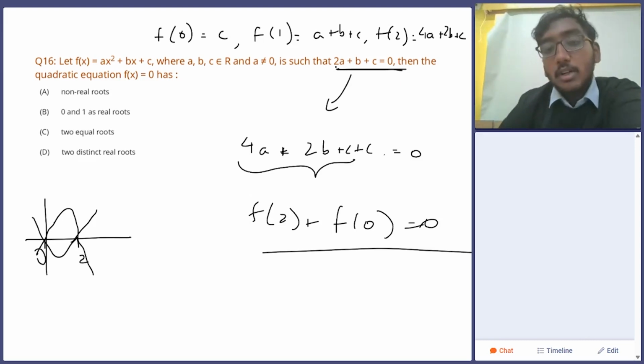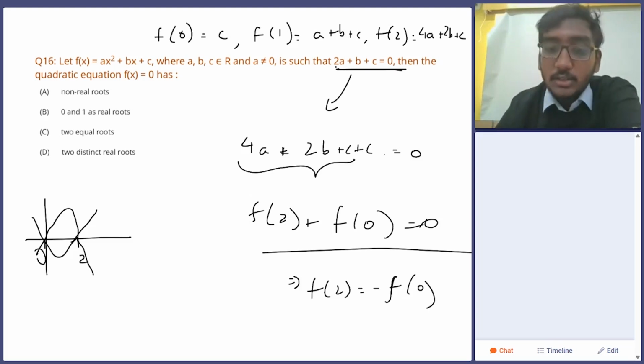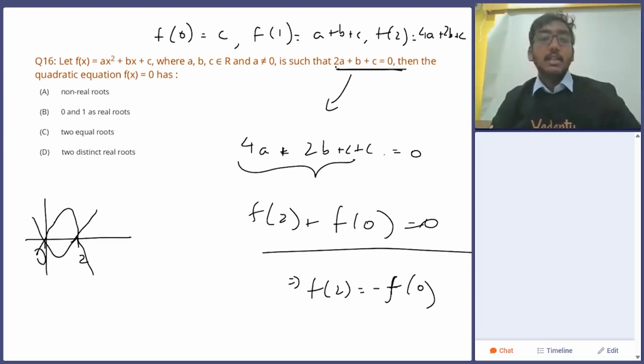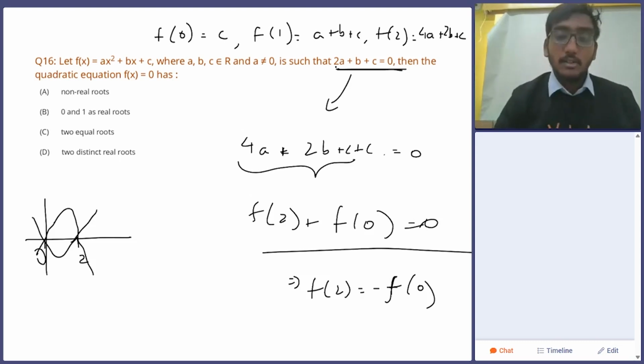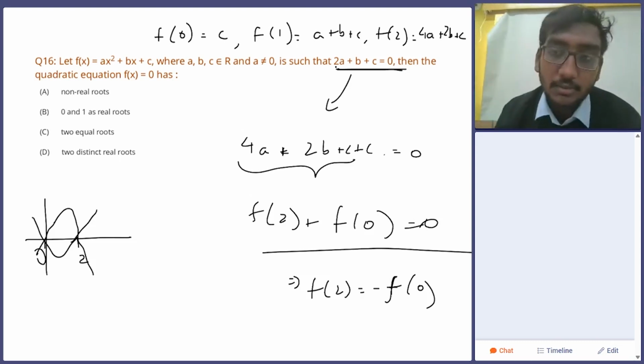Or the other condition is what? One will be the negative of the other. p of 2 equal to minus p of 0, right? Instead of p, we have considered it as f of x, even if it's a polynomial function. So f of 2 will be what? Minus f of 0, no?